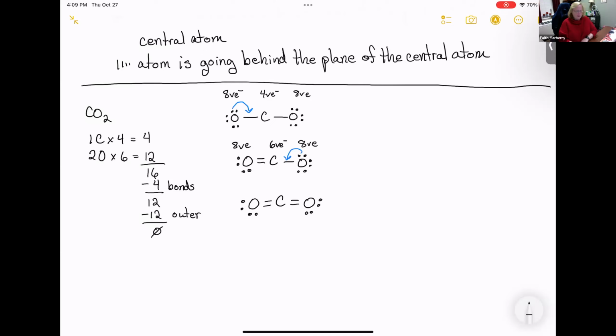And we asked, does everybody have an octet? The left-hand oxygen has 8 valence electrons, 4 within the lone pairs and 4 within the bonds. So it has an octet. But now carbon also has an octet because it has 4 within each of the 2 double bonds. So the Lewis structure for carbon dioxide is this Lewis structure.